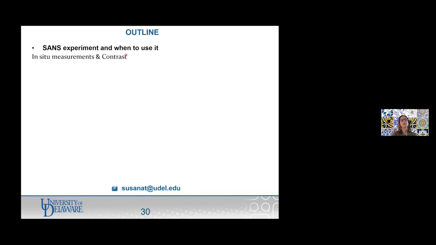Or if you need contrast, if your SAXS, for example, data does not give you enough contrast, you can use labeling to increase the contrast or to highlight a certain component. Let's say you have two proteins, you want to see how they complex together, what are their structures, then you can deuterate one of them and then highlight the two structures in turn.